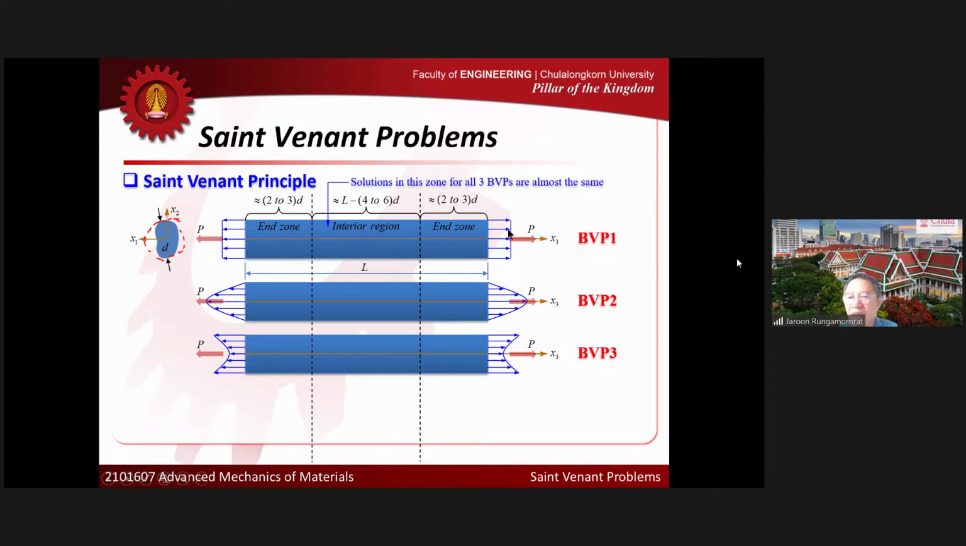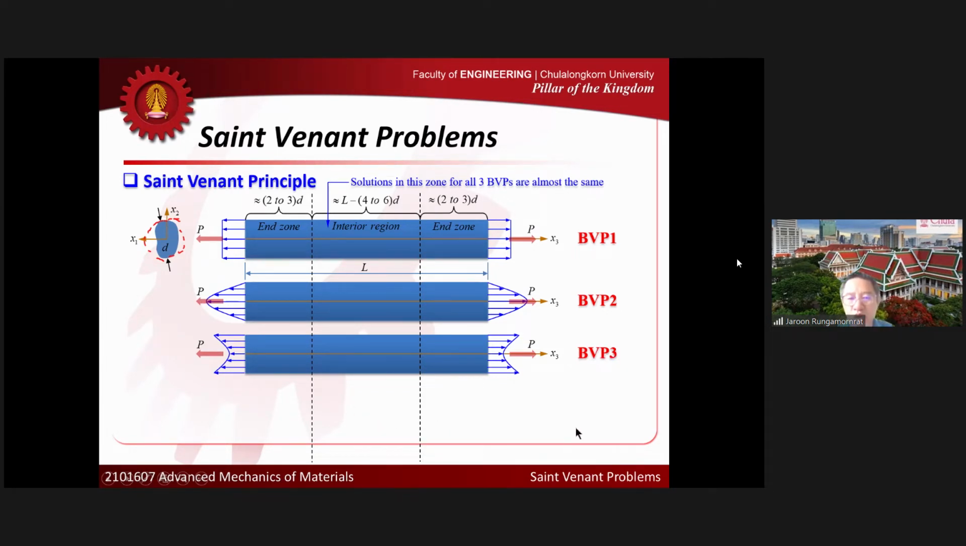The detail of the distribution of the traction starts to decay more and more, and faster, when you move far away from the end zone. So I can conclude here, for all three problems, the solutions inside are about the same.